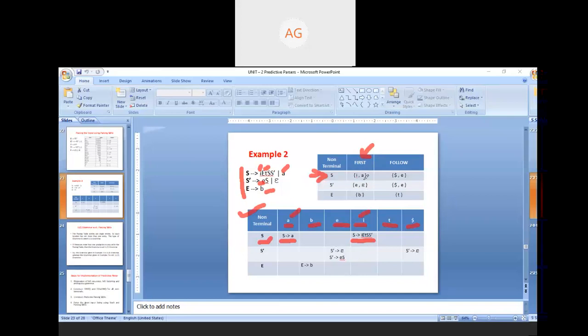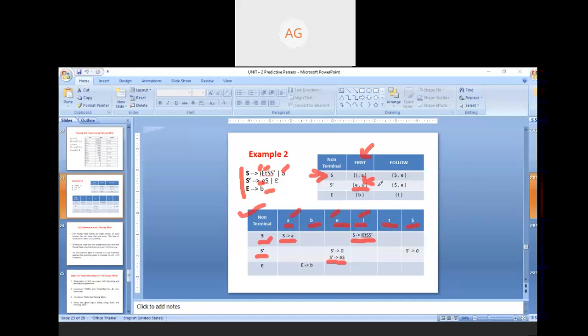Now we need to find the entries corresponding to S dash in the parsing table. Here you can see there are two terminals in the first set corresponding to S dash. The first is small e and the second is epsilon. So S dash versus E will be filled with the production S dash produces e S. This is the third production. Here epsilon also occurs in the first set of S dash.